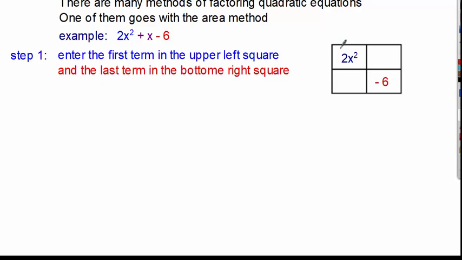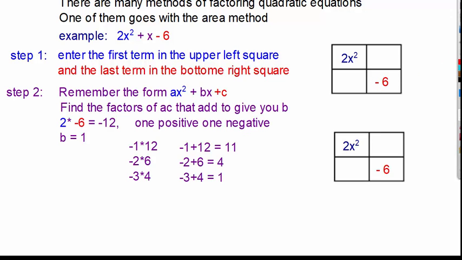So step 1 on this one, I have this square. I'm going to use the area method. And in the square, I place the first term in the first position up here, top left, and the last term, the constant, goes in the bottom right. Next step. So factors of A times C that add to give me B. I'm going to see that in all of the different methods.